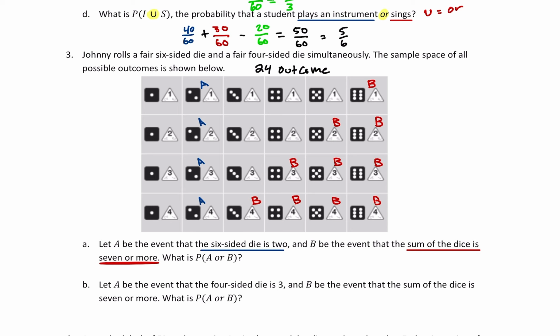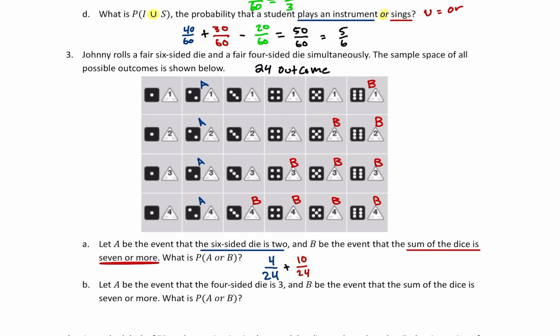Well, how many A's do I have? I have 1, 2, 3, 4. I have 4 A's. And how many total do I have? Well, we already counted. We have 24 total. So 4 over 24. I'm going to add that to the probability of B. How many B's do I have? Well, if I count all those up, I get 10 of them. 10 of my 24 are B's.